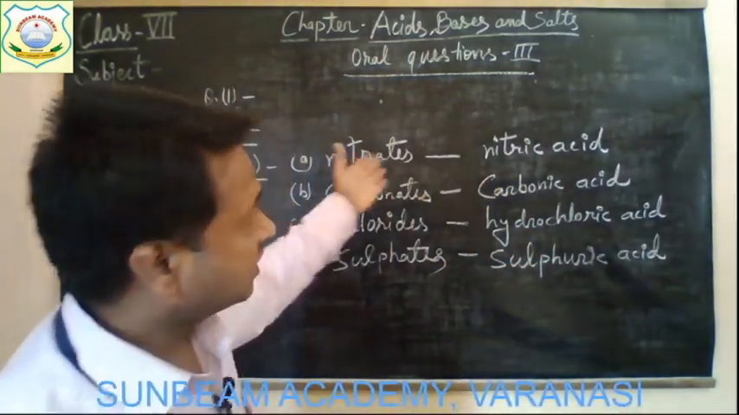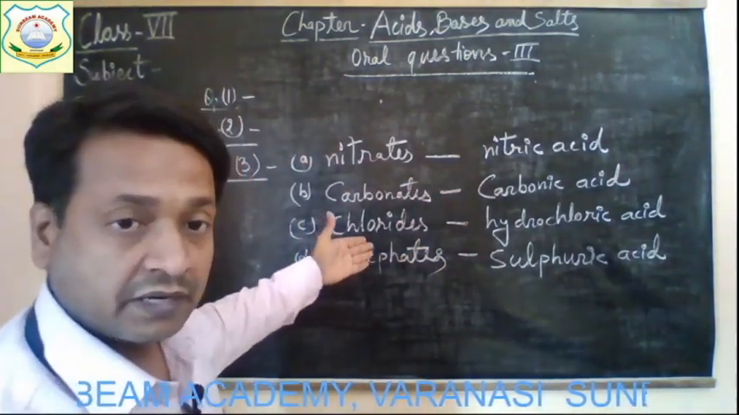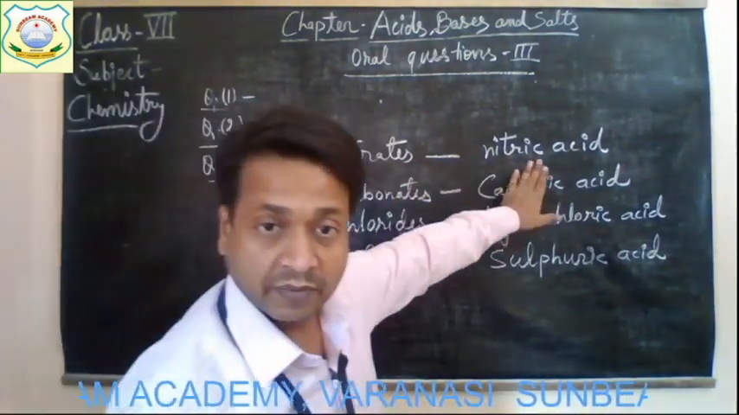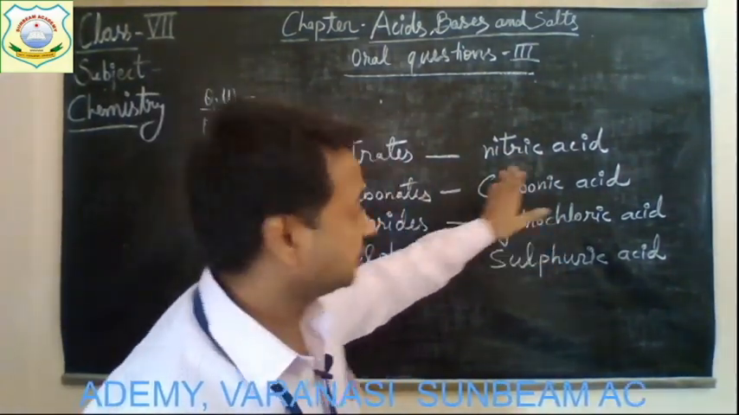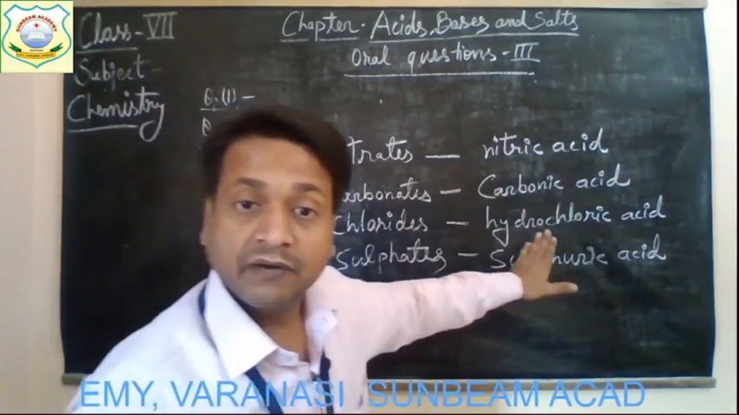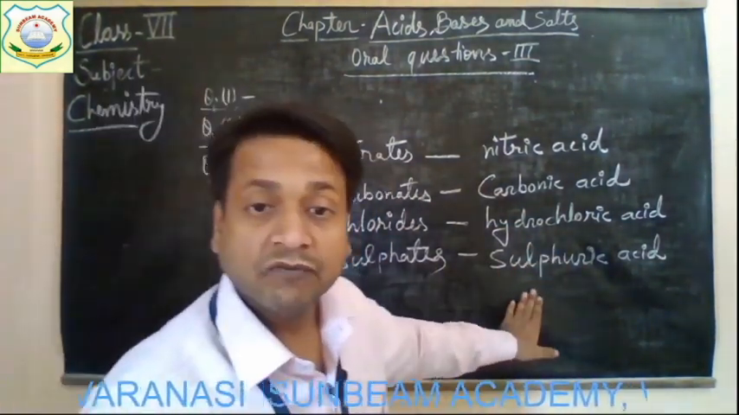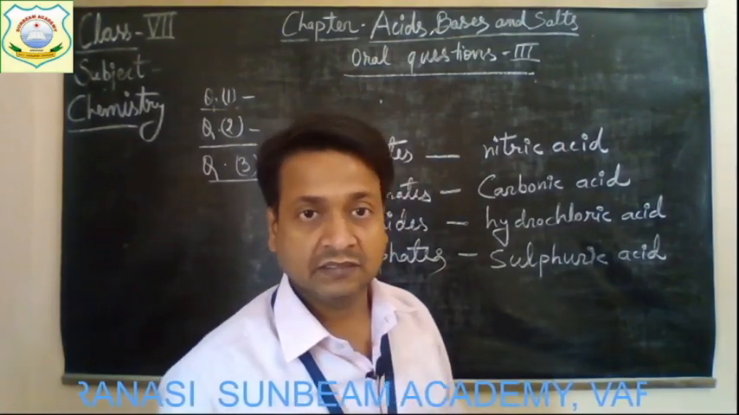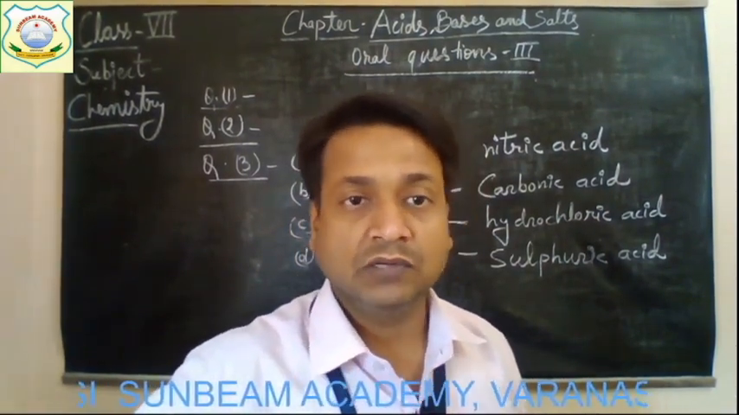Okay, so these are the names of the acids from which the salts are obtained. Nitrates obtained from nitric acid, carbonates obtained from carbonic acid, chlorides obtained from hydrochloric acid, and sulfates obtained from sulfuric acid. Alright children? Now come to the question number 4. Okay?